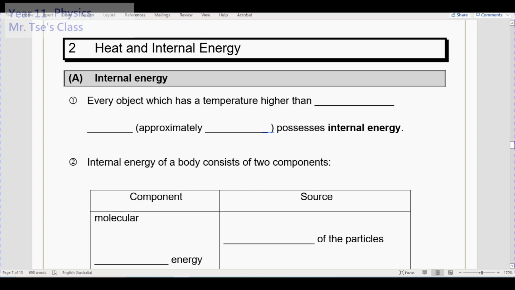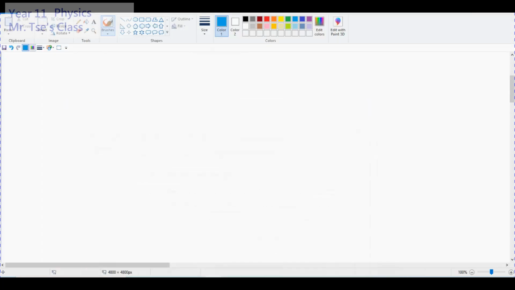Okay, so first of all, we need to go back and have a little review of what we've done in the kinetic theory of particles. We've learned the kinetic theory of particles. In kinetic theory, there are actually two main points.